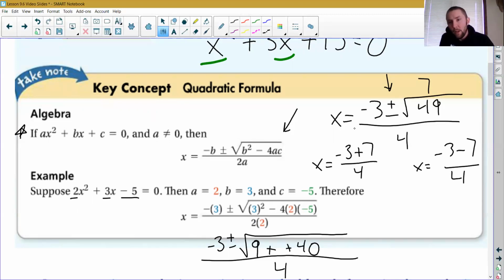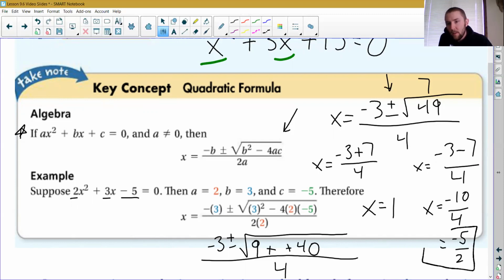Okay, now I can do math. -3 plus 7 is 4. So this says x equals, well, let's see, 4 divided by 4, x equals 1. And then this one, x equals -10 over 4, which can be simplified to -5 over 2. Okay, so I end up with these 2 values for x. x equals 1, x equals -5 over 2.